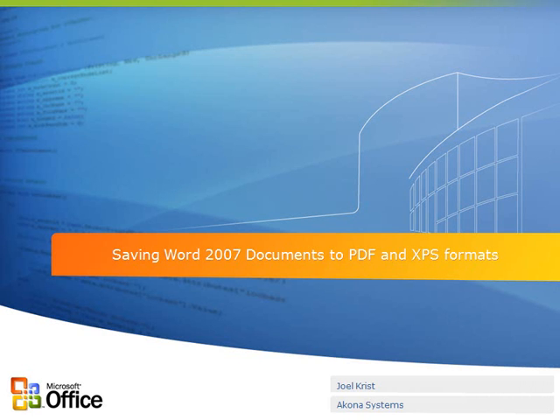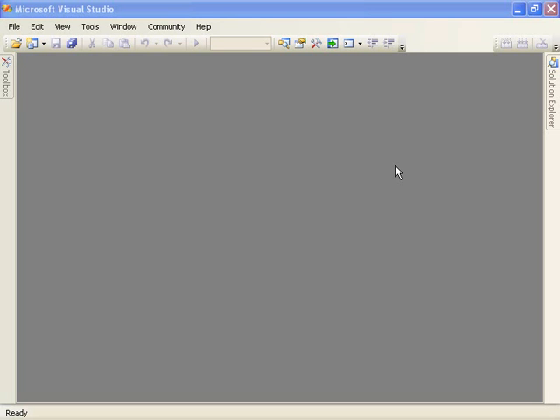I'm a developer with Akona Systems, and today I'm going to be doing a walk through some code that's going to illustrate how to programmatically save a Word 2007 document to the PDF and XPS formats. Today we're going to be using Visual Studio 2005 to create ourselves a simple console application that's going to allow us to programmatically control Word 2007 via its object model to open an existing Word document and then convert or export it as an XPS file.